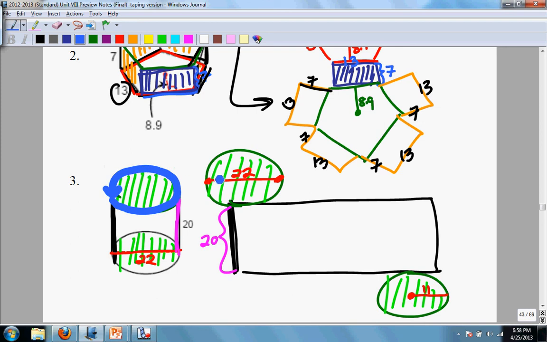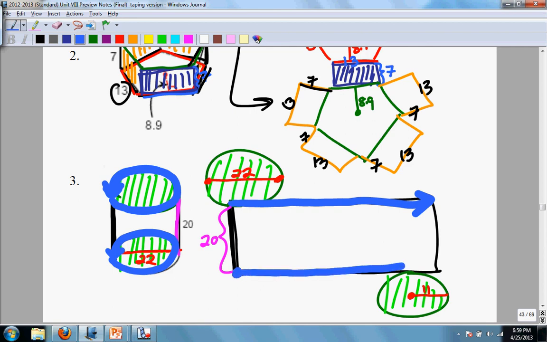Now, what I want you to see here is that if I were to unfold that which I just swept around, that would be the edging right here. I hope you can see that. I'll do the bottom again so you can see it as well. If you were to go around the bottom circle, going around that bottom circle would be the same as this length of that rectangle.